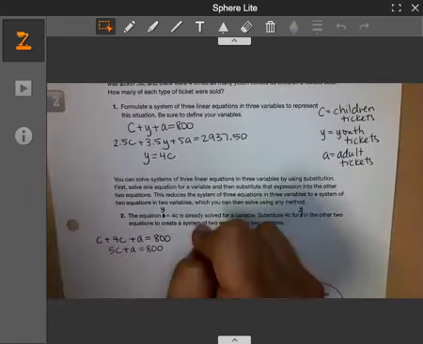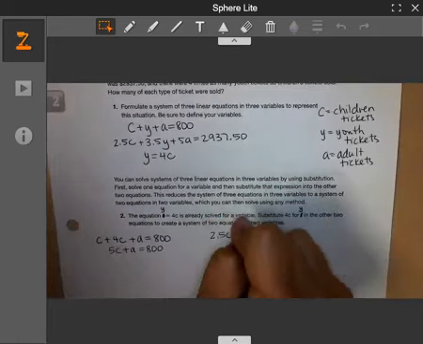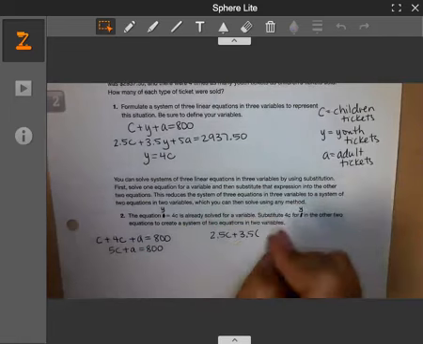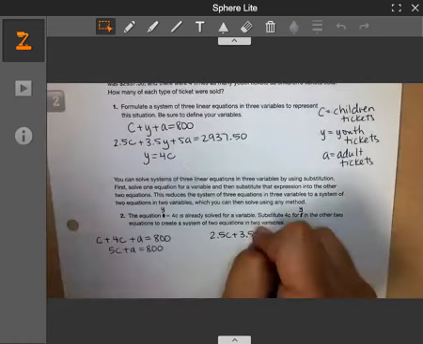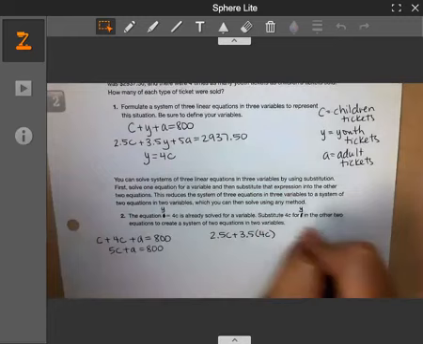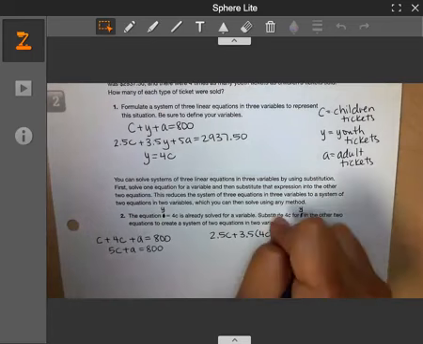We're going to do the same thing for the next one. We have 2.5C plus 3.5Y. Here's where the Y was, so we're going to go ahead and replace that Y with 4C. 5A is equal to 2937.50. Again, we want to combine our like terms.